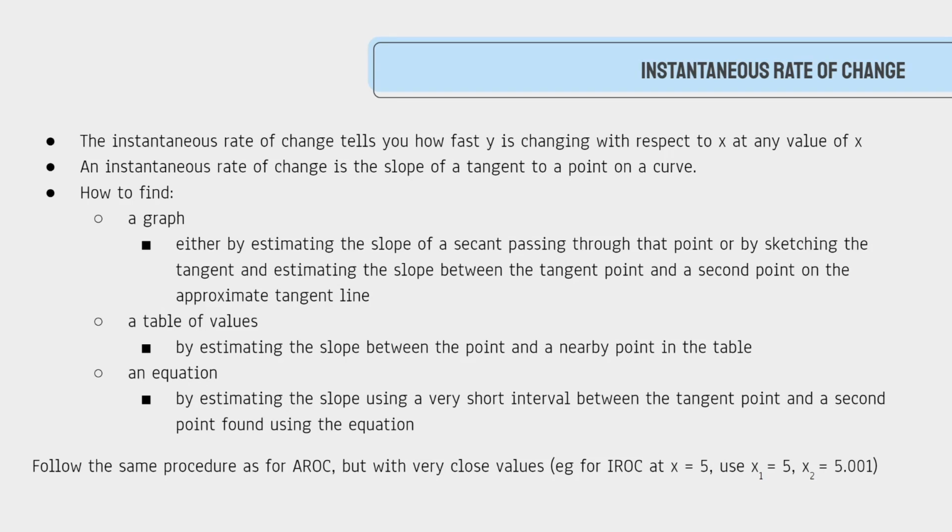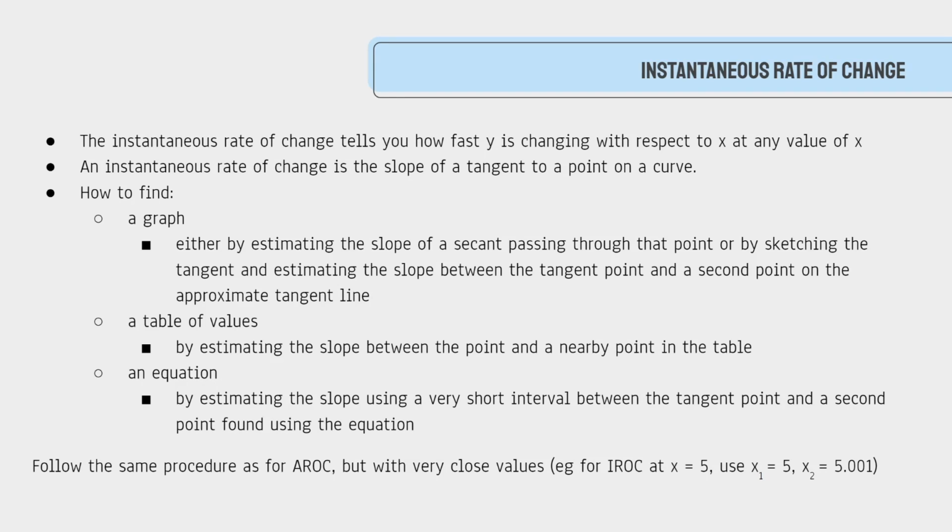So this is what you do to find instantaneous rate of change, or IROC. First of all, you could use a graph. You could either estimate the slope of a secant passing through the point, or by sketching the tangent and estimating slope between the tangent point and the second point on the approximate tangent line. Then you could also use a table of values by estimating the slope between the point and a nearby point on the table. And lastly, you could use an equation by estimating the slope using a very short interval between the tangent point and a second point using the equation.